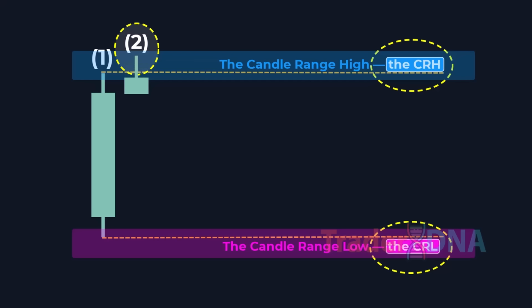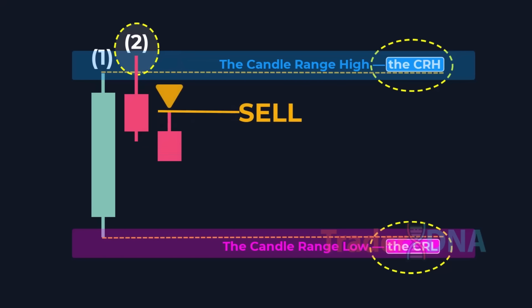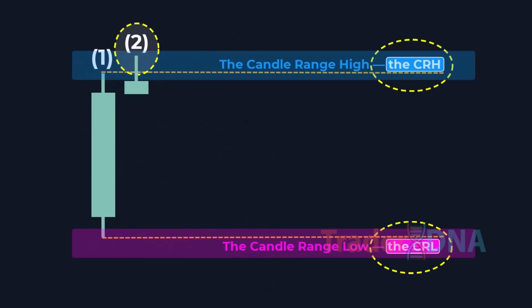We want price to get dragged right back down into the range and close back below the CRH. That move right there, that's the liquidity sweep, and it is absolutely crucial, because if instead the second candle pushes above the CRH and closes strong above it, that's not a sweep, that's acceptance, that's continuation behavior. And if we get a strong close above the candle range high, then the candle range theory setup is invalid.